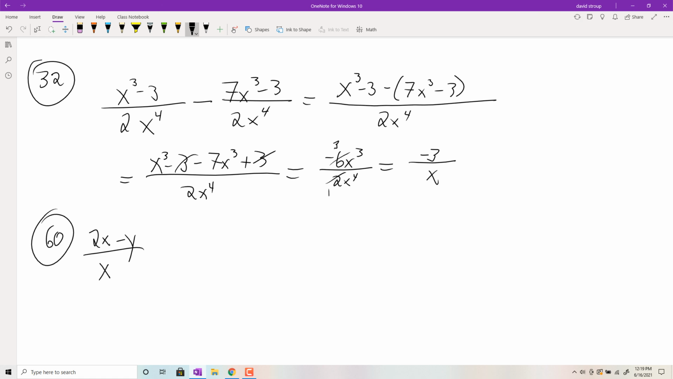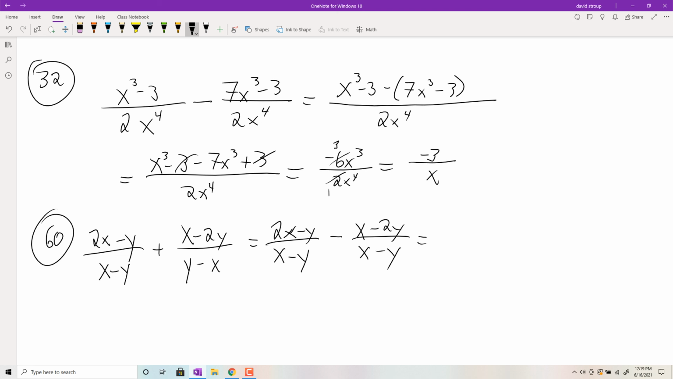So (2x minus y) all over (x minus y) plus (x minus 2y) all over (y minus x). So this is one of those ones where you have opposite denominators, and our trick, you can think of it in one way. I think I taught you to change the sign and then reverse the second denominator. So change this to a minus of (x minus 2y) all over (x minus y), and then we can distribute the negative. So 2x minus y minus (x minus 2y) all over (x minus y).